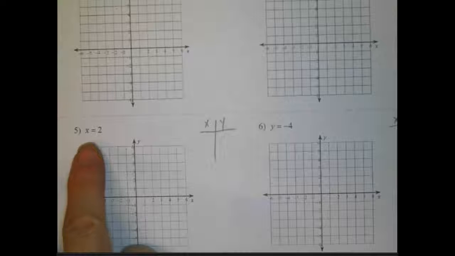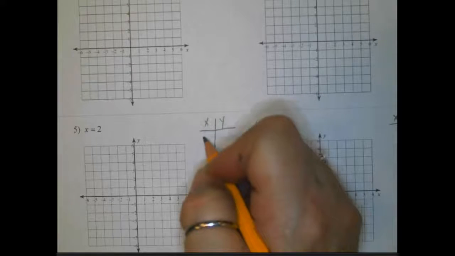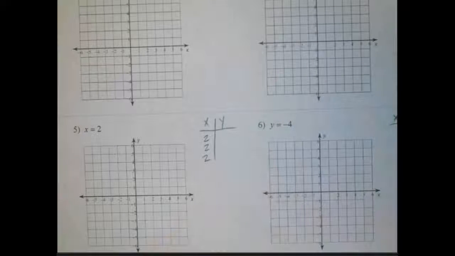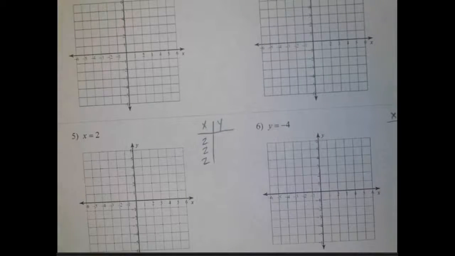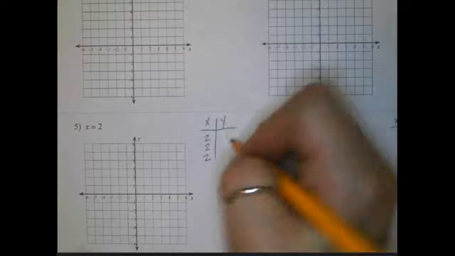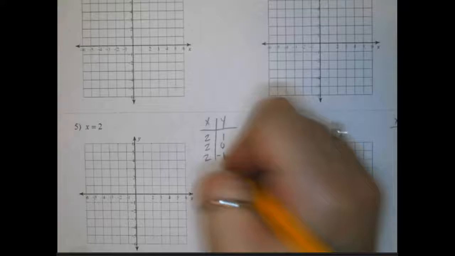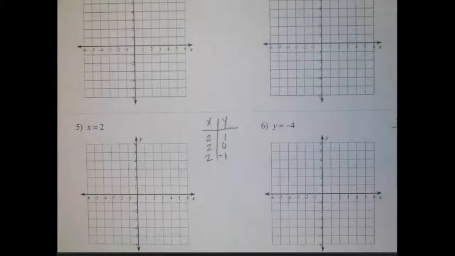Number 5 tells me what? What does the equation say? X equals 2. So that tells me every time there's an x, that answer is going to be 2. But my y's, I can use my own. I have 3 favorites that I like to go to. What do you guys remember what those are? 1, 0, and negative 1. So now I can graph these and get my line.